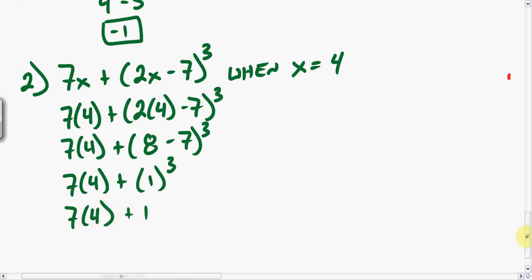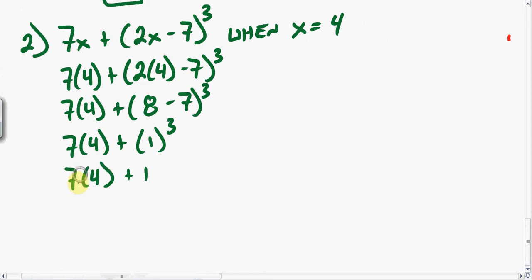Now we're going to look for multiplication and division. We've got multiplication here, so 7 times 4, that gives us 28, plus 1. And lastly, the addition gives us the answer of 29. Alright, and so that's evaluating an algebraic expression.